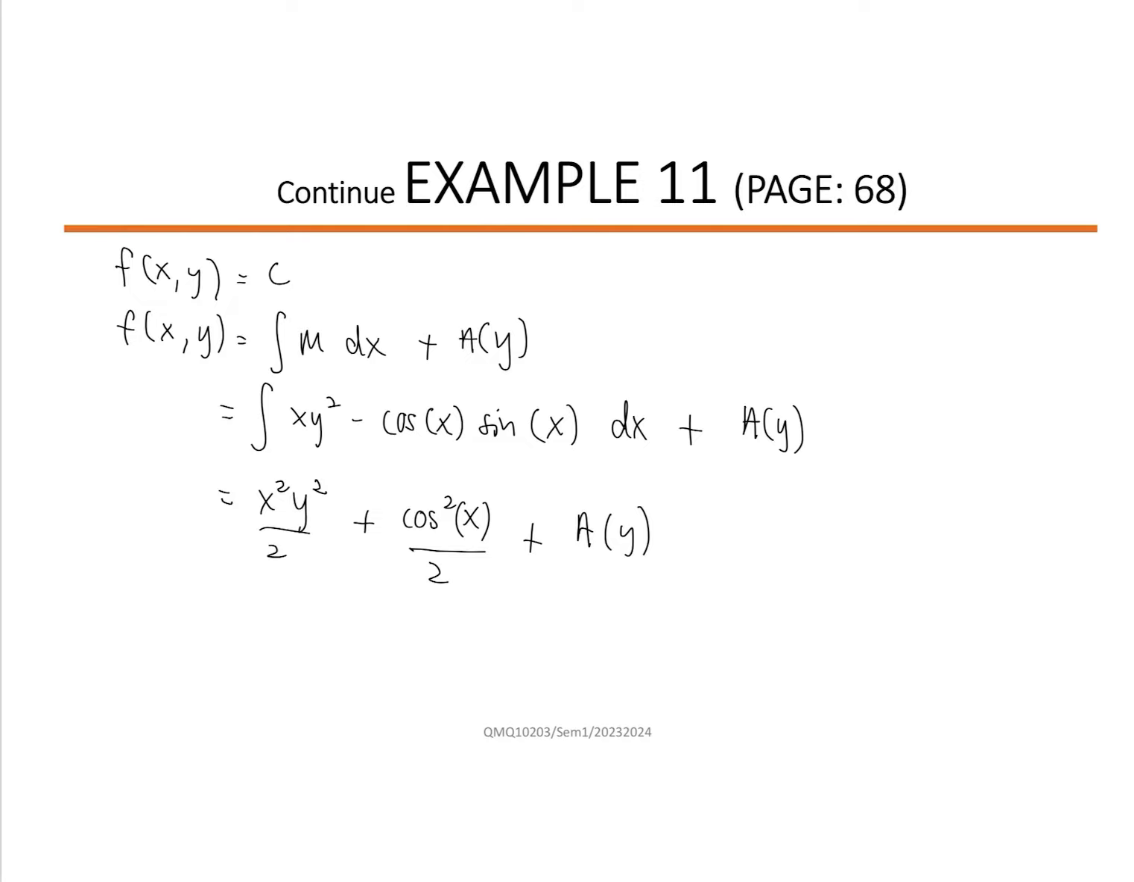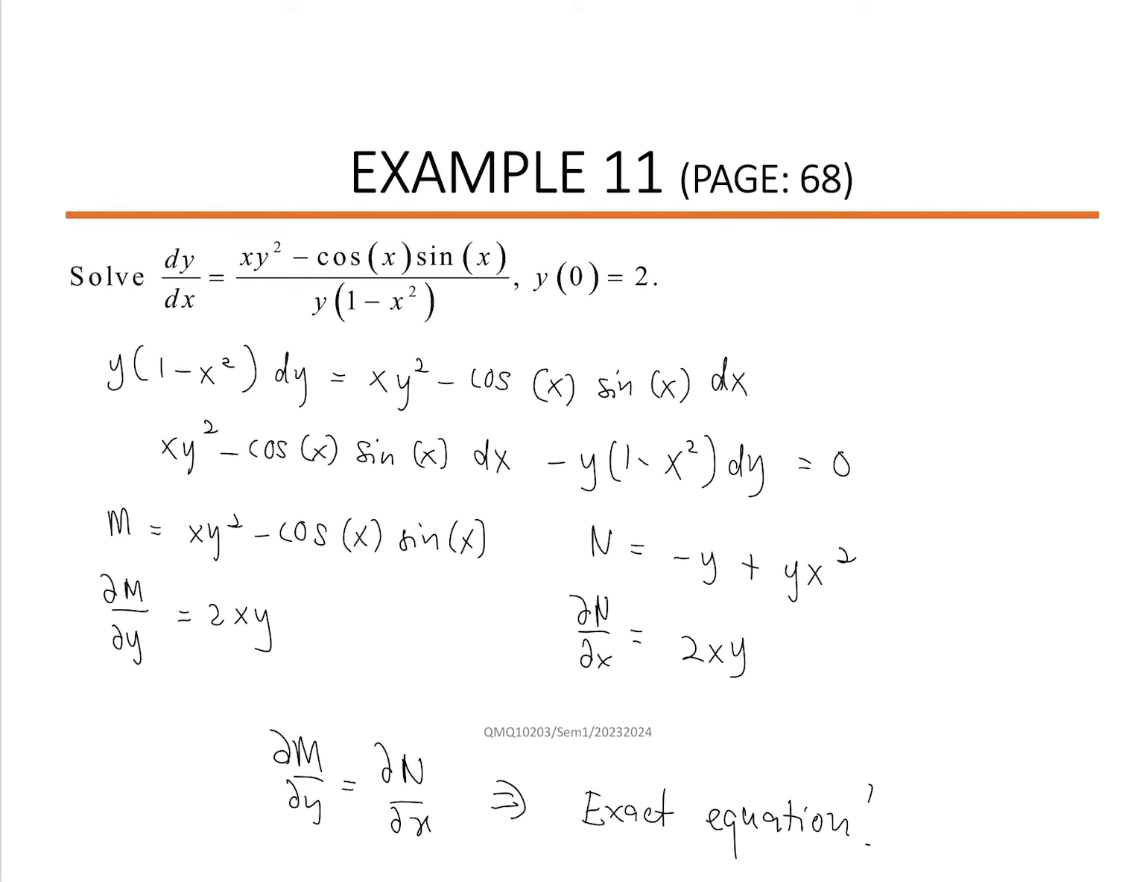Next, differentiate the function. Partially differentiate f with respect to y, so del f over del y. Now everything that has x is a constant. So here we have 2x squared y over 2, the cos term is 0, so plus a prime y. This should be equal to N.